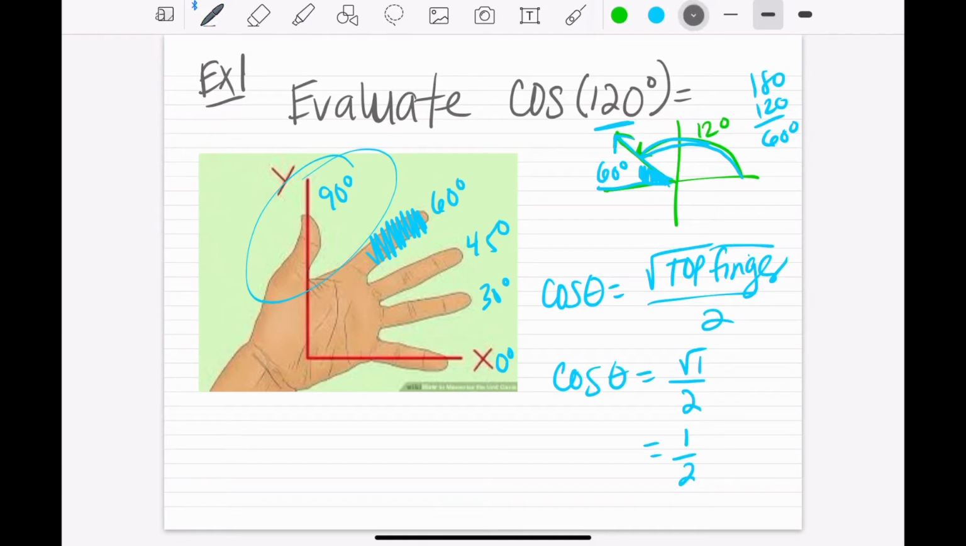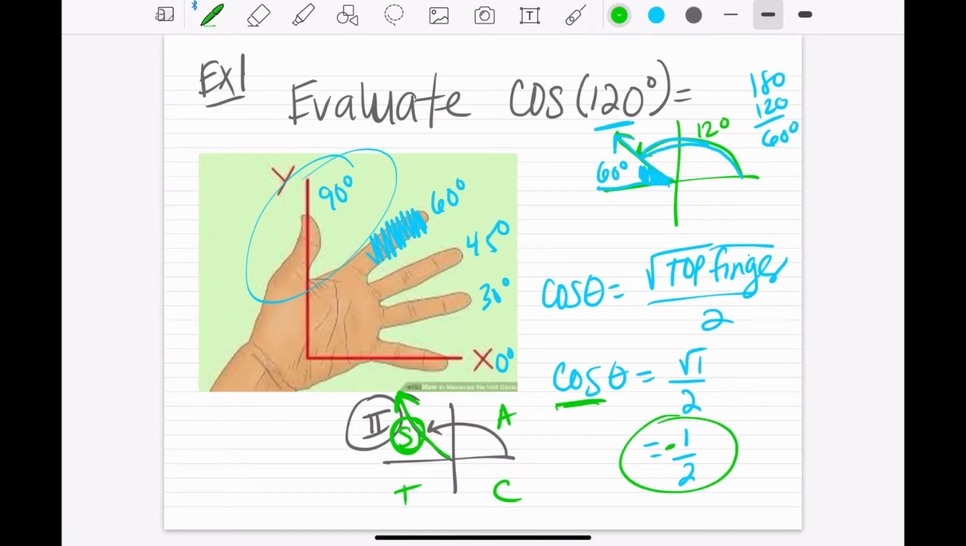Here's how you do that. Remember that the 120-degree angle was in the second quadrant. So let's go back to our acronym. All students take calculus. Our angle was in the second quadrant, and keep in mind that only sine and cosecant are positive in the second quadrant. Since we are doing cosine, our answer will be negative. So the cosine of 120 degrees is equal to negative 1/2.